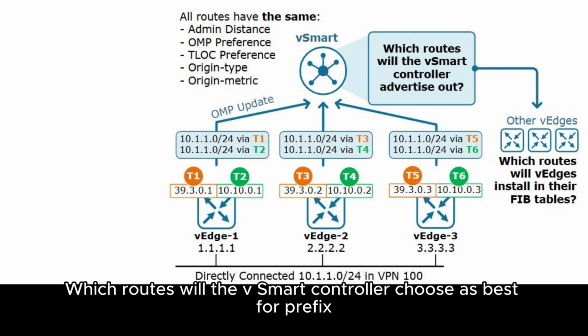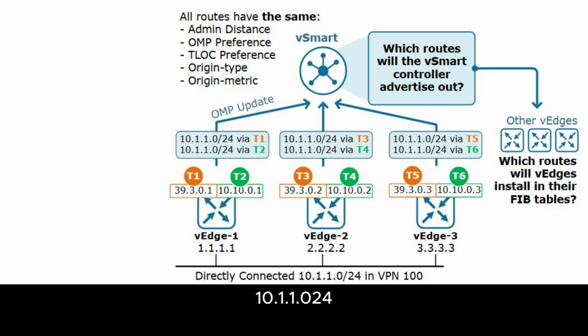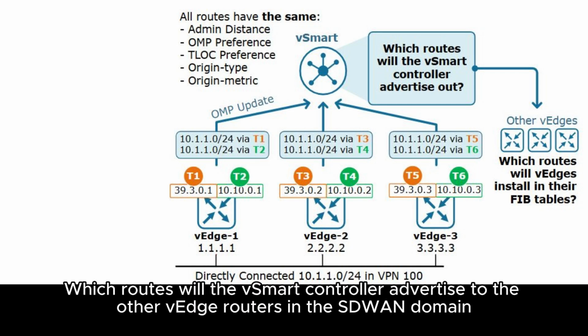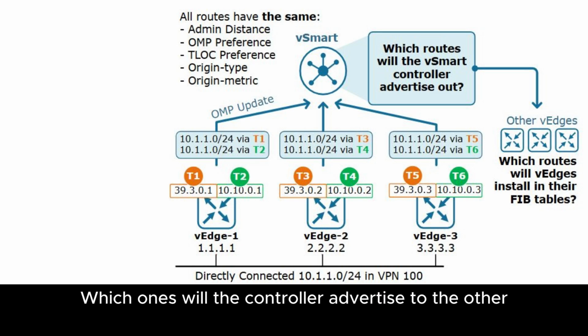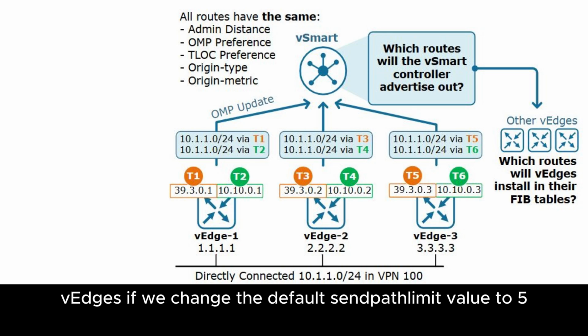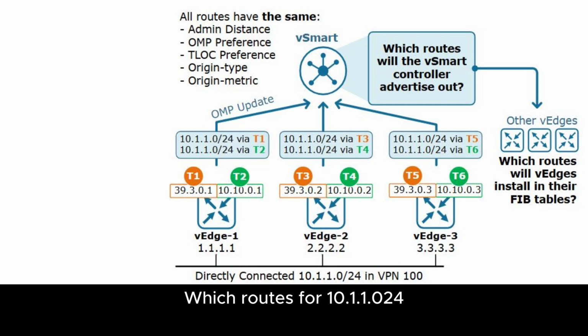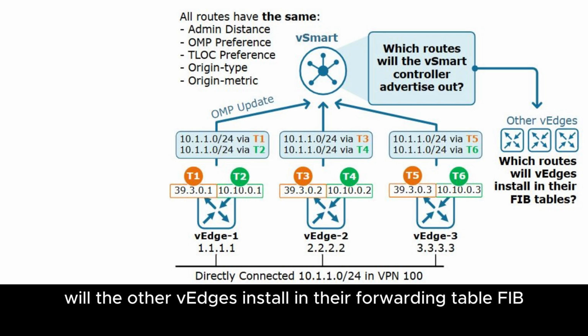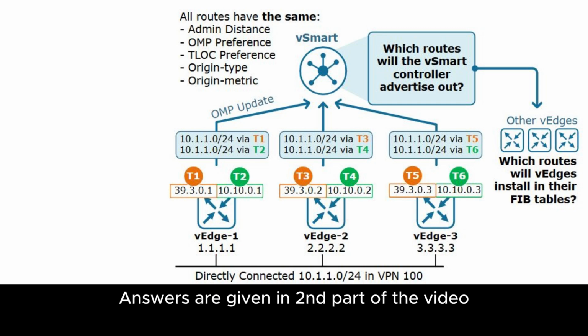Which routes will the vSmart controller choose as best for prefix 10.1.024? Which routes will the vSmart controller advertise to the other vEdge routers in the SD-WAN domain? Which ones will the controller advertise to the other vEdges if we change the default send-path-limit value to 5? Which routes for 10.1.024 will the other vEdges install in their forwarding table FIB? Answers are given in the second part of the video.